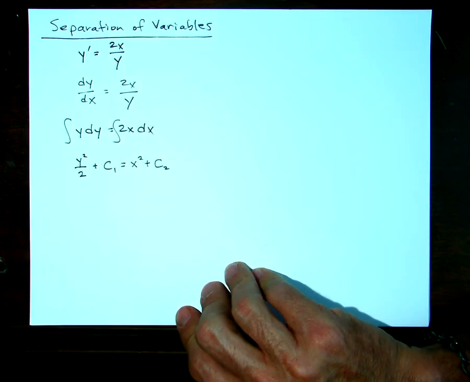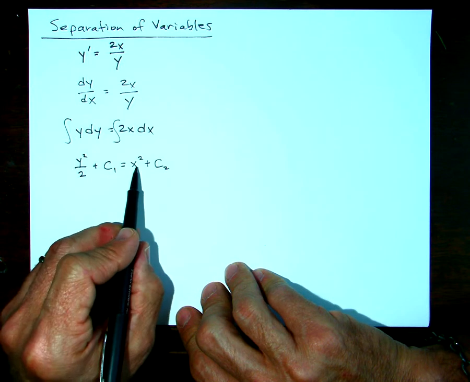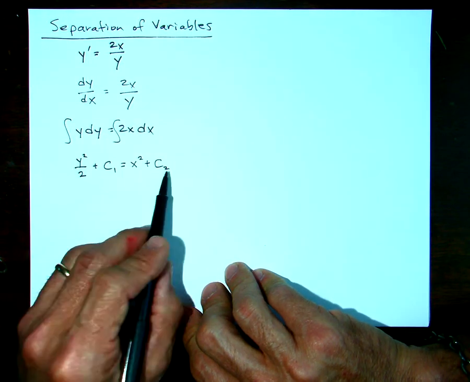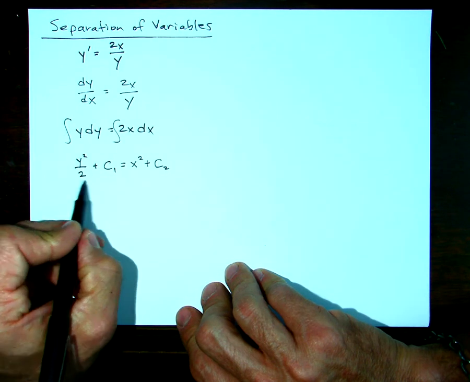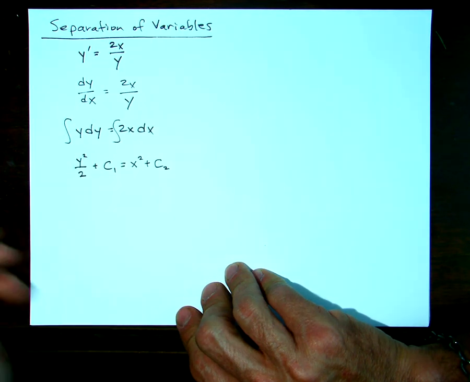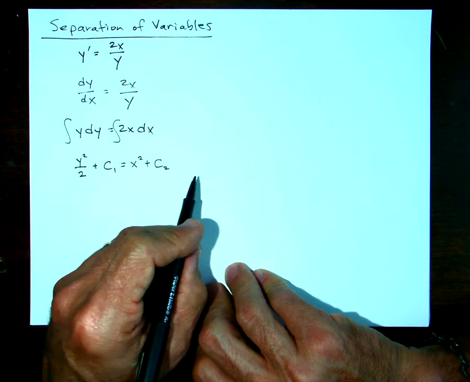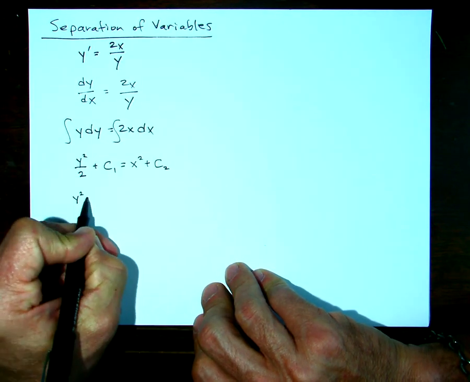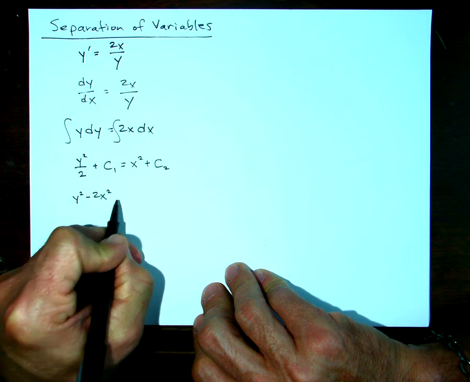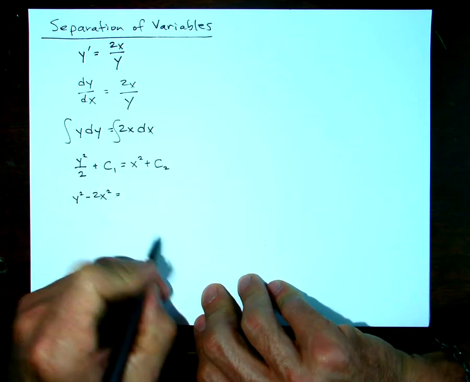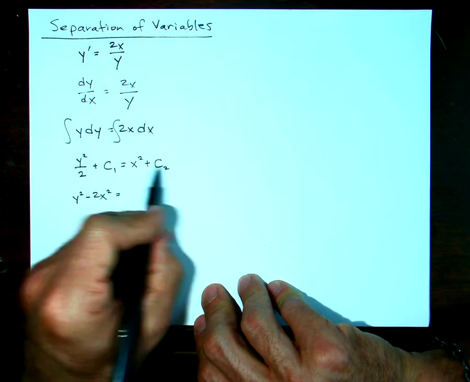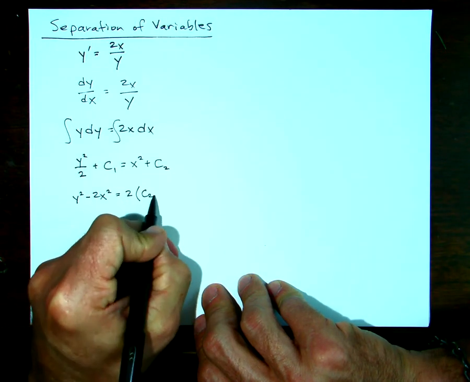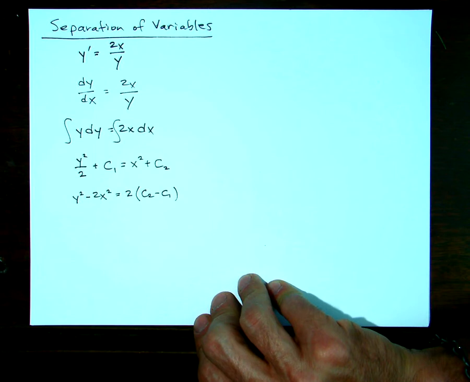All right. Now what I'm going to do is get all of my variables on one side and get my c's on the other side. And I'll also multiply through by 2 just to get rid of the y squared over 2. So if we multiply through by 2 and bring the x squared term over, I end up with y squared minus 2x squared equals, and the c's got multiplied by 2, so I have 2 times c2 minus c1. All right, so that's just the algebra.